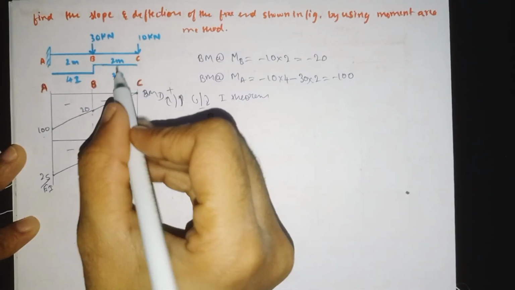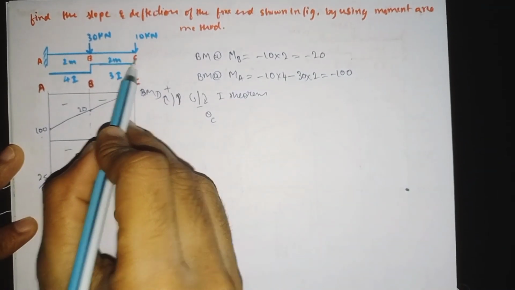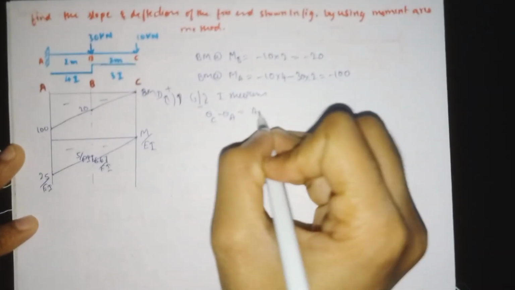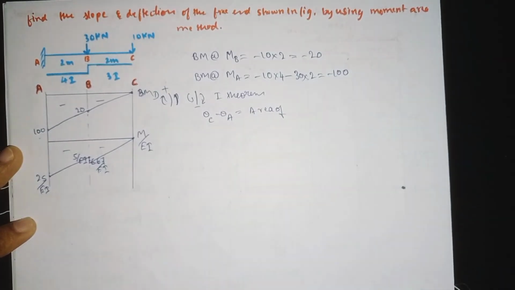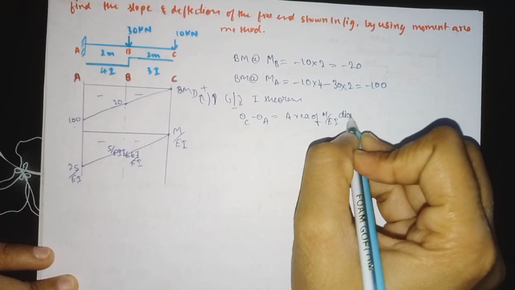Now we need to find the slope at the free end. Free end means theta C. That's why we need to go from this side to this side. Theta C minus theta A is equal to the area of the M divided by EI diagram.